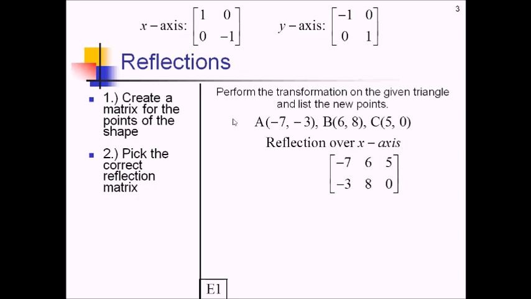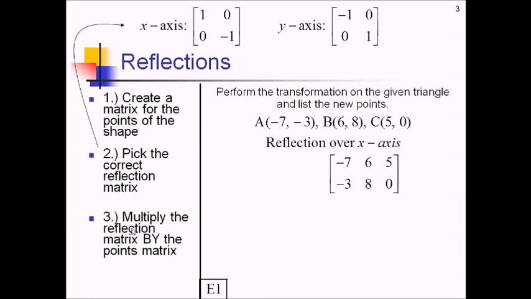All right, so now what do we do with this? Well, x-axis is the one we want, so once you've picked that out, you are going to multiply that by the points matrix. So the reflection matrix has to come first here. And you wouldn't be able to do anything even if you did it the other way by accident. The number of columns in your first matrix has to match the number of rows in your second matrix if you're multiplying in this order. So let's go ahead and multiply that out now.